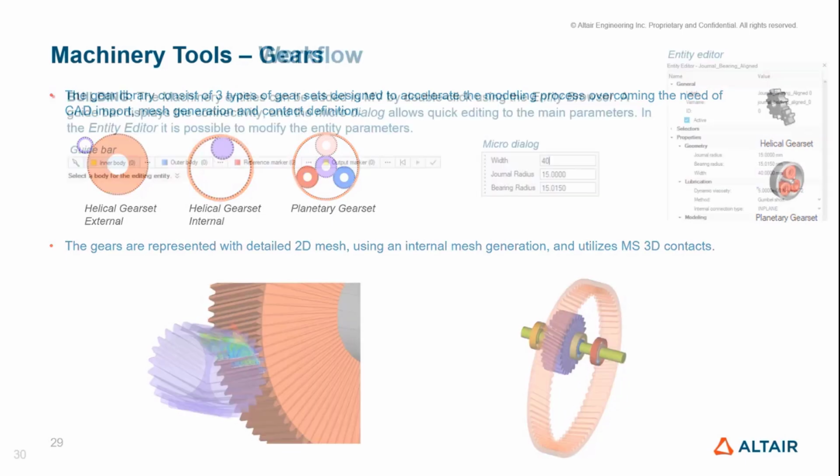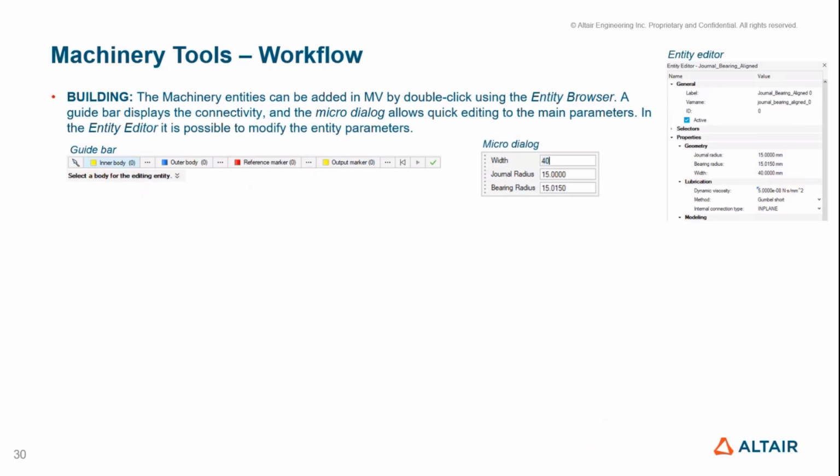Now, how do these machinery tools work? What's the workflow? Like in the vehicle tools, vehicle components, we double click on that, and then it shows a guide bar that helps connect the bodies and the entities that are needed to assemble it. We also have a micro dialog that helps with quick editing of the parameters, and also in the entity editor, you can view the full parameters and modify them as required.